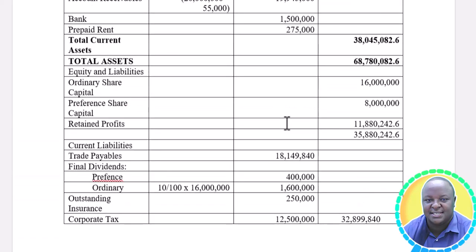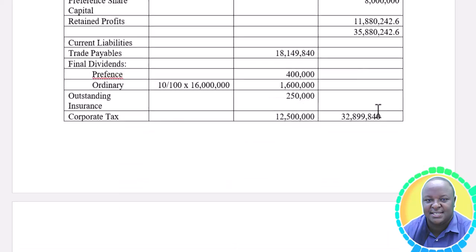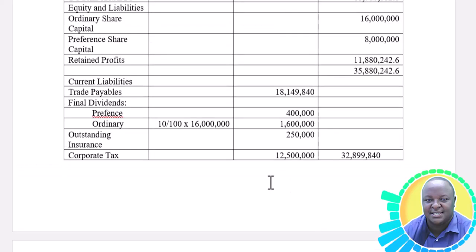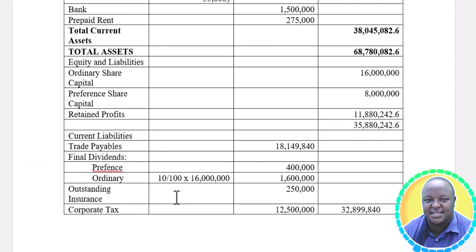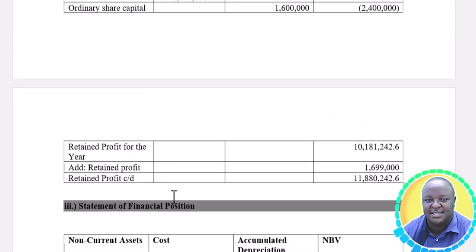You will find that our statement of financial position is balancing, with total assets at 68,780,082, and the total capital and liability at 68,780,082. So I have left this for your own practice for the purpose of confirmation.